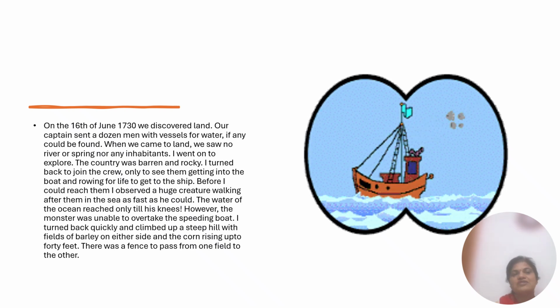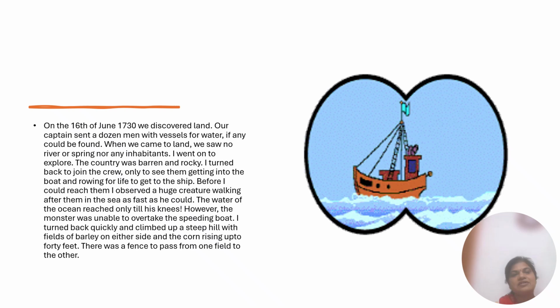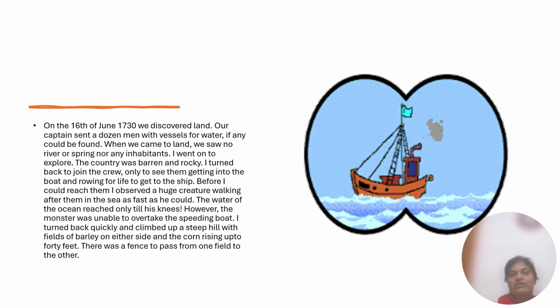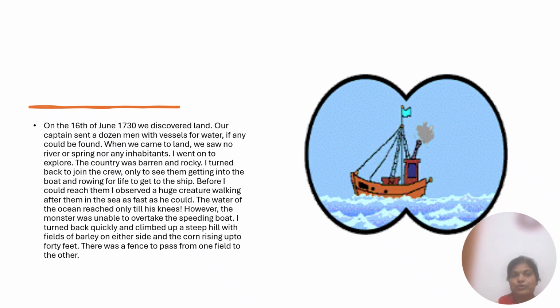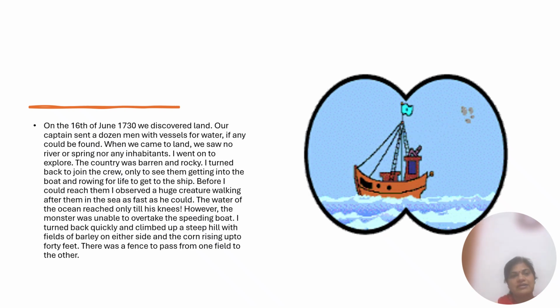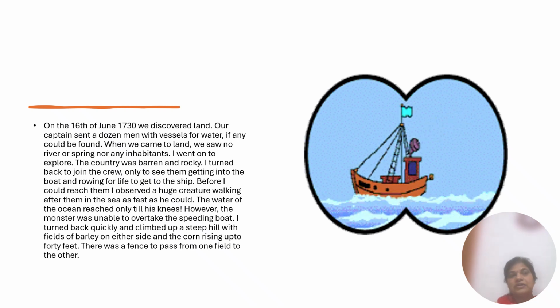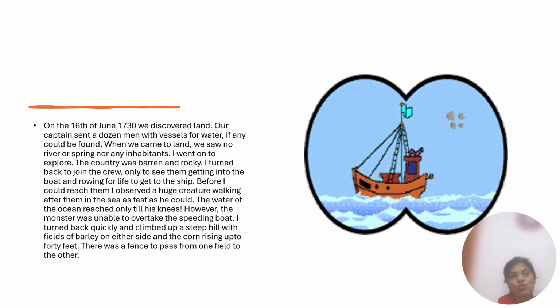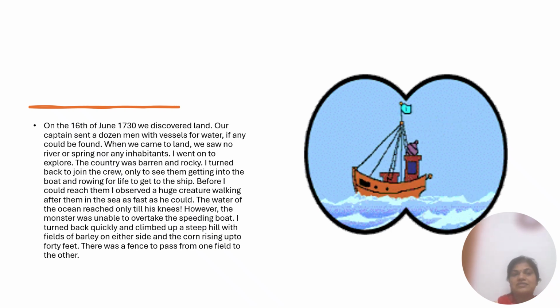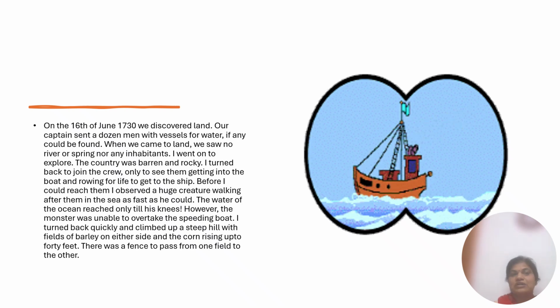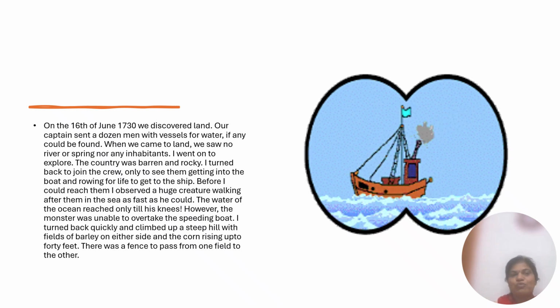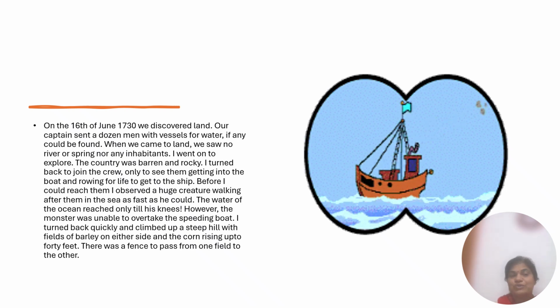So here the meaning of dozen is a group of 12. Vessels means a big boat or a ship. Inhabitants means people of that island, those who live in that place. So here the people, those who were in the crew, discovered a land, and their captain sent them to search for water. When they went to that island, it was barren. He went on to explore, to learn about that island. Explore means to know more about that island, because he was a curious traveler.